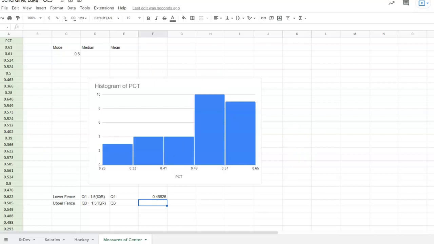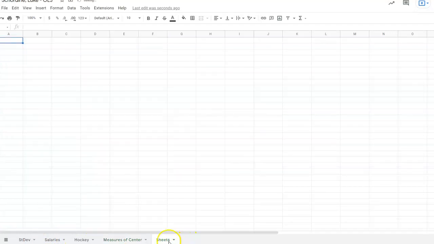Next, in section 6, it asks me to create a new sheet and entitle it 5-number summary. So, new sheet, 5-number summary.